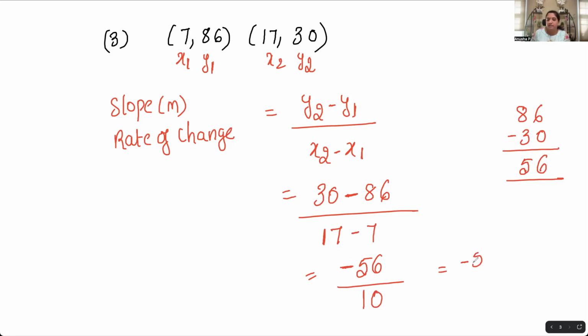But both the numbers are even numbers, so they both are divisible by 2. Negative 56 divided by 2 is negative 28 and 10 divided by 2 is 5. The answer is minus 28 over 5.